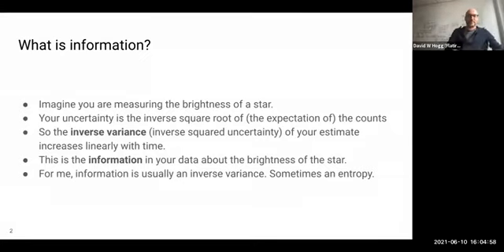What is information? Imagine you're measuring the brightness of a star with a photometer. As time goes on, you collect counts from the star, and as you get more and more counts, you get a more and more precise measurement. Your variance goes down with time, and your inverse variance goes up linearly with time. That inverse variance is called the information. The information you have about the brightness of the star is the inverse variance of your estimate of the brightness of the star. For me, usually information is an inverse variance.